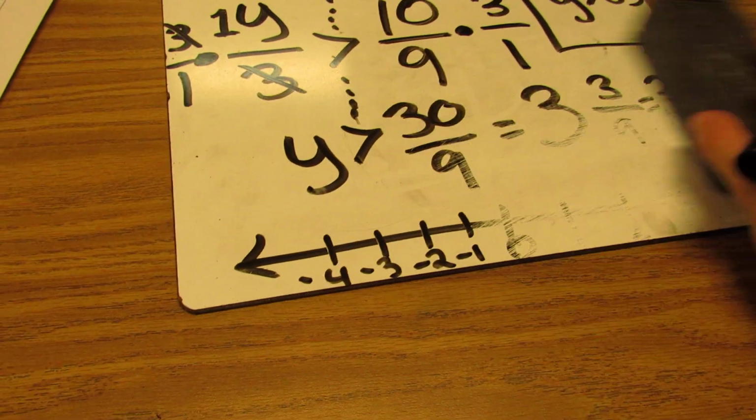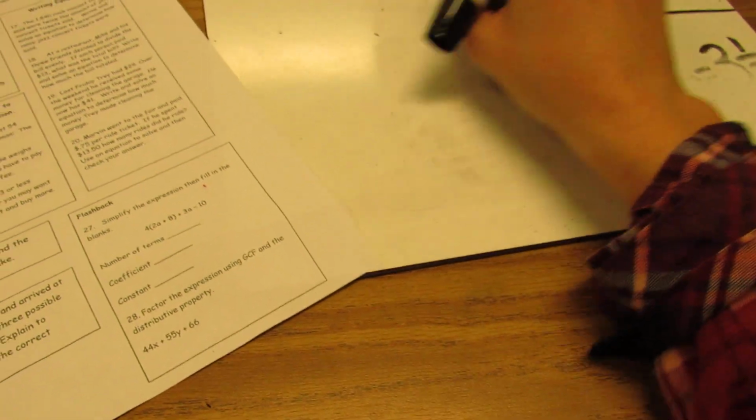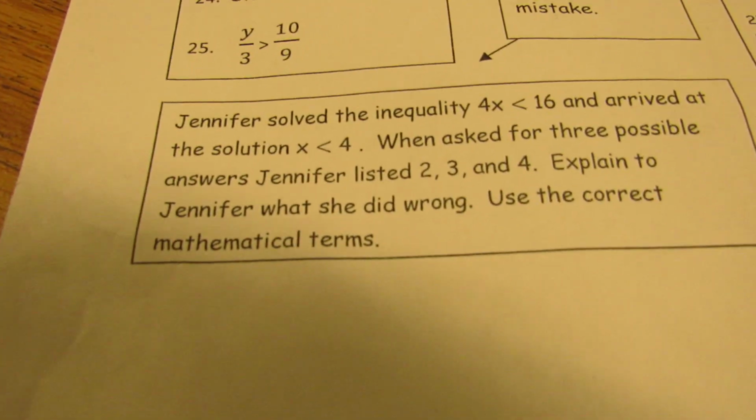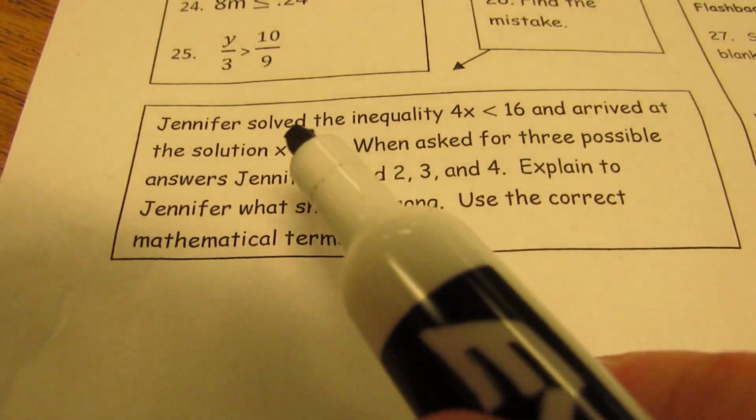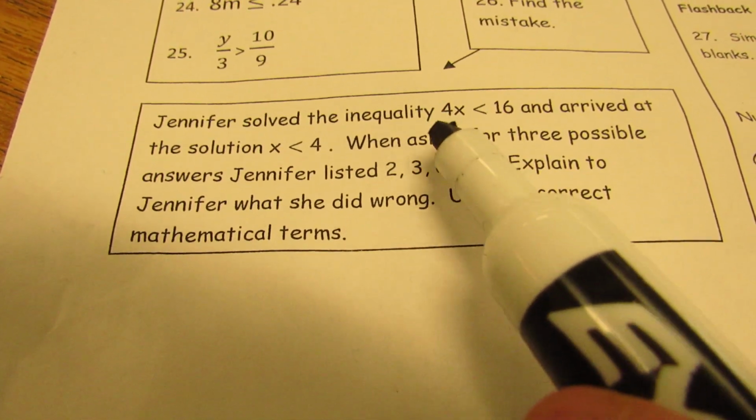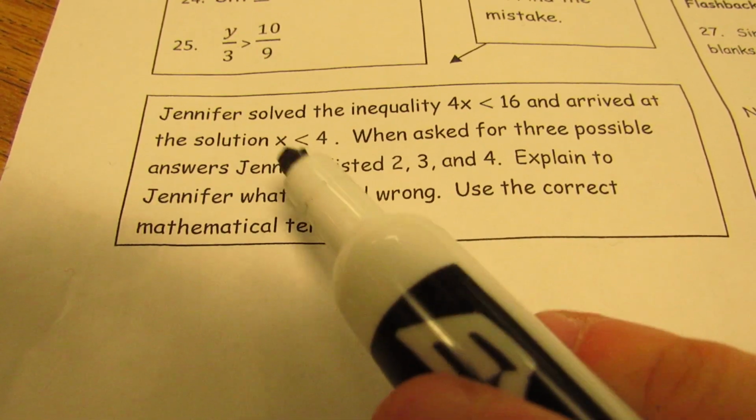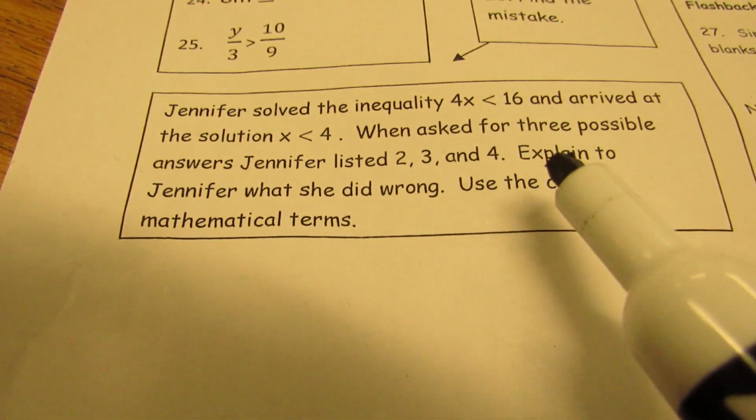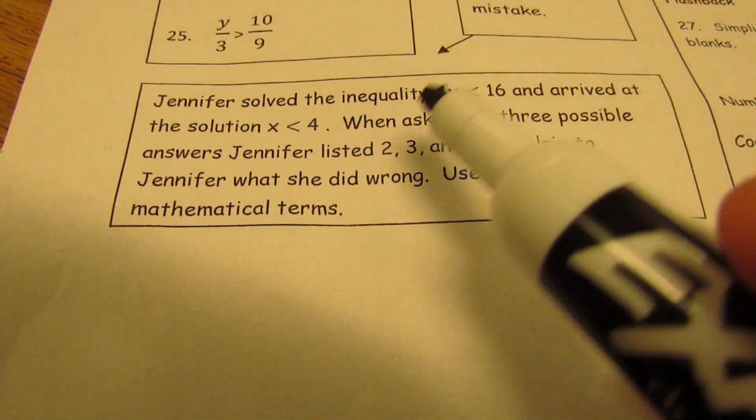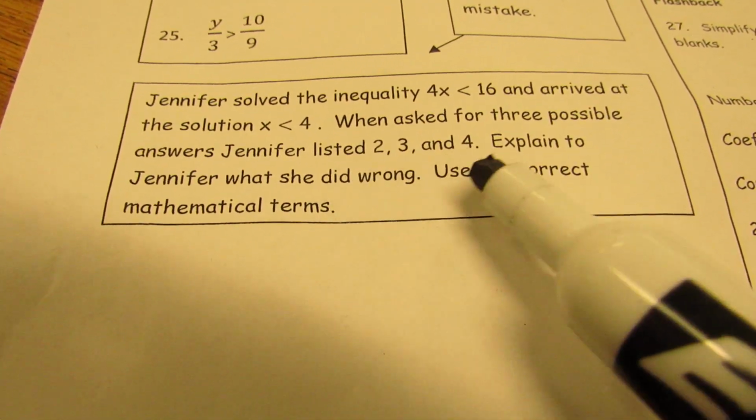All right, so let's move on to number 20. Let's see, let me read 26 real quick. Oh, you guys were good for 26. It said, why is Jennifer correct? She said that 4x is less than 16. She isolated x by dividing by 4 on both sides, and she got x is less than 4. 16 divided by 4 is 4. When she had 3 possible solutions, she said 2, 3, and 4 are possible solutions.